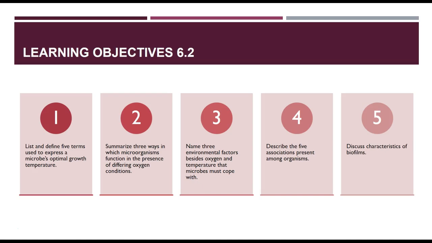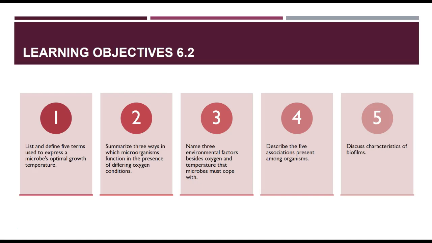There are 5 learning objectives for this mini lecture. First, list and define 5 terms used to express a microbe's optimal growth temperature. Second, summarize 3 ways in which microorganisms function in the presence of differing oxygen conditions. Third, name 3 environmental factors besides oxygen and temperature that microbes must cope with.